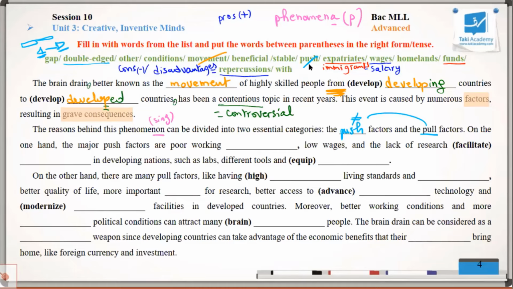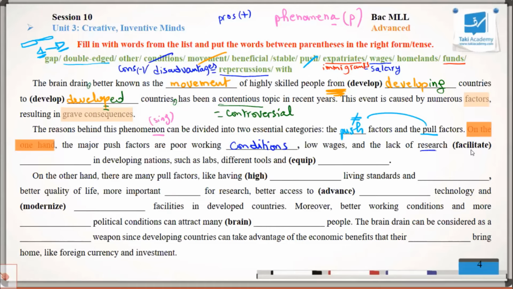On the one hand. When you would like to introduce something that has two points, you can say, on the one hand, and then, on the other hand. On the one hand, the major push factors are poor working conditions, right? Yes, the conditions are really poor. Low wages and the lack of research.